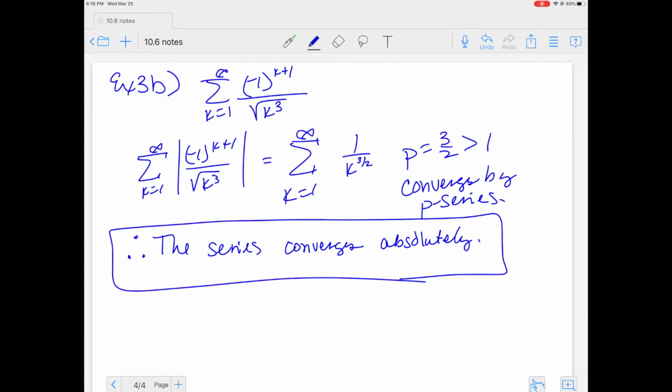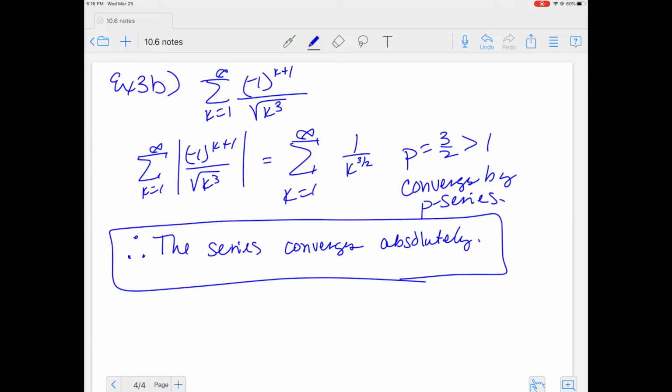Some of them are not quite so obvious, right? So we don't always have this super obvious thing that we're looking at, but if you have the P series, those are super obvious. So you can just pull that stuff off. Good. Okay, let's do another one.